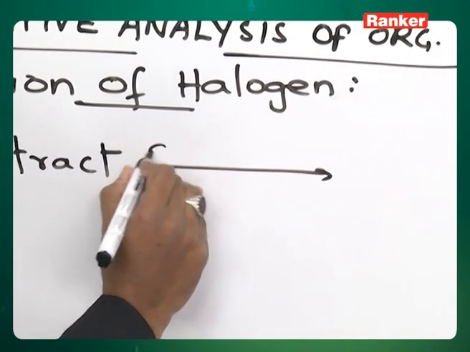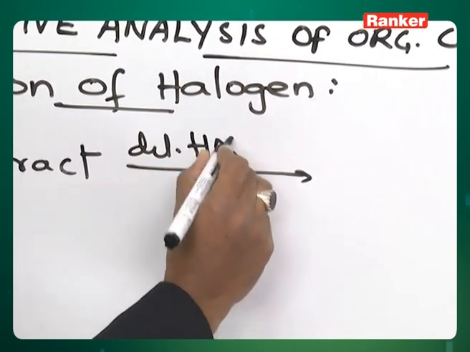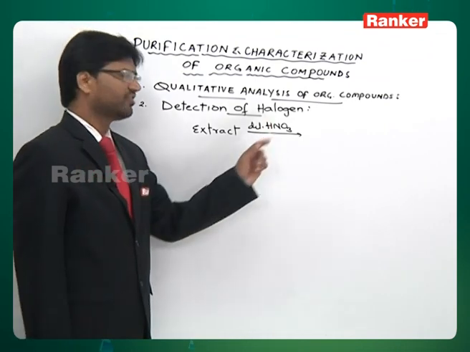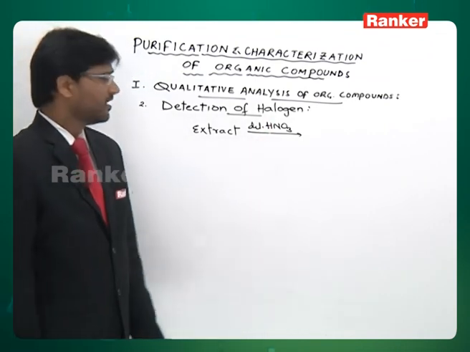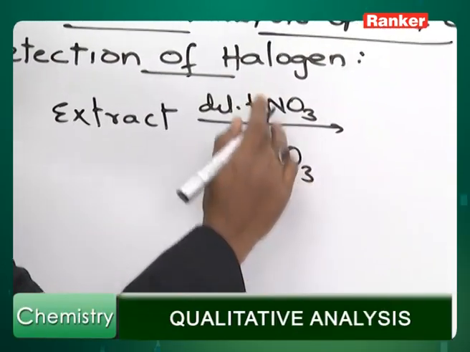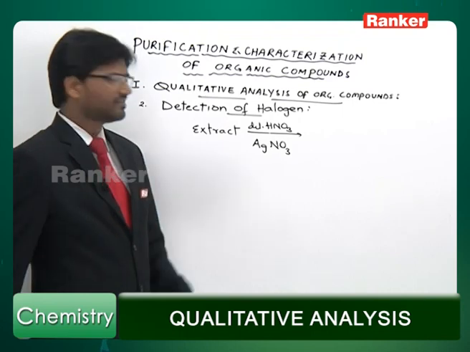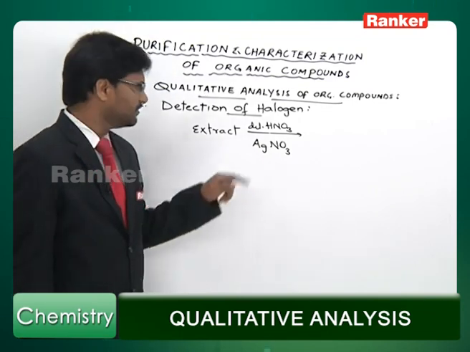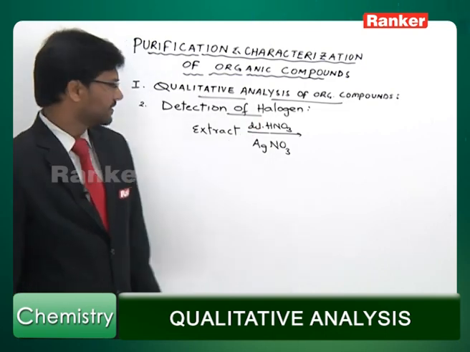and mix it with dilute nitric acid. Because the sodium extract is alkaline, you need to transform it into an acidic solution, because you are going to add AgNO3. If you do not do this, then there is a possibility that you will get silver hydroxide, which will decompose to give black silver oxide. To avoid this side reaction, you need to make the solution acidic.